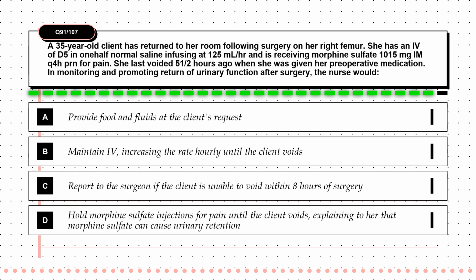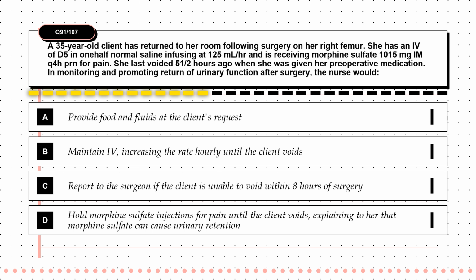Question 91. A 35-year-old client has returned to her room following surgery on her right femur. She has an IV of D5 and 1/2 normal saline infusing at 125 mL/hr and is receiving morphine sulfate 10 to 15 mg IM every 4 hours PRN for pain. She last voided 5 to 6 hours ago when she was given her preoperative medication. In monitoring and promoting return of urinary function after surgery, the nurse would.